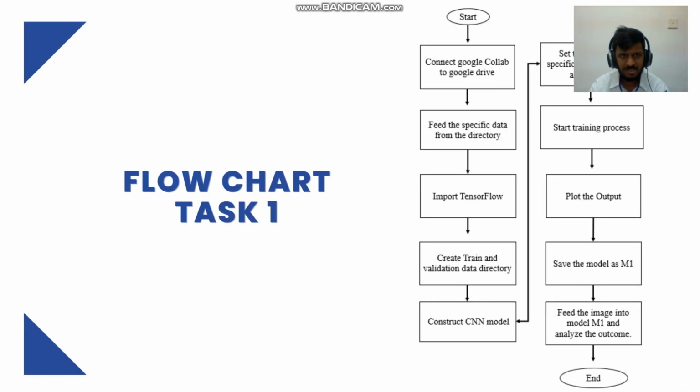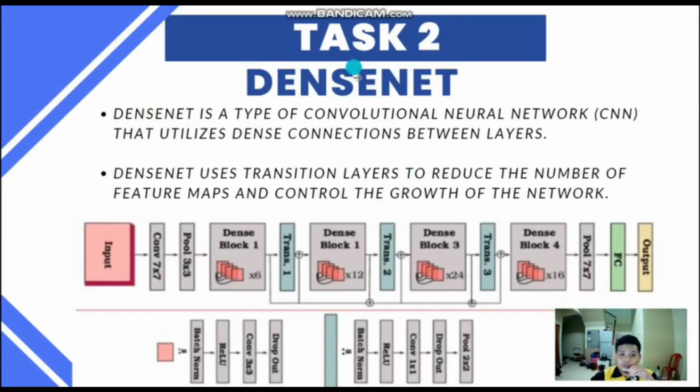So this is the flowchart of Task 1. First, we need to connect Google Colab to Google Drive, then feed the specific data from the directory which is given in Google Drive. So we need to feed that data to Google Colab. Then import TensorFlow, create the train and validation data directories, then construct a CNN model. Then set the input image size as 150 by 150. Start the training process, plot the output, save the model as M1, then finally feed the images into model M1 and analyze them.